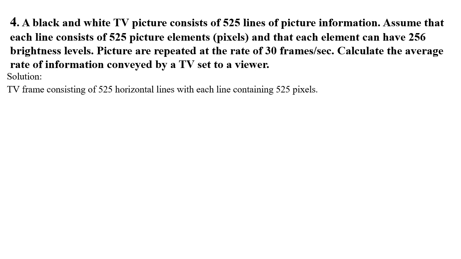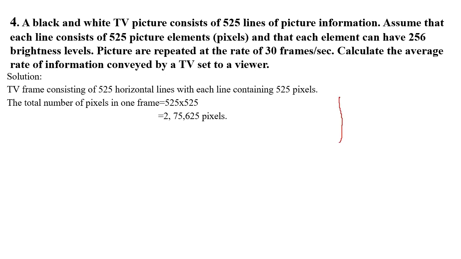A TV picture consists of 525 horizontal lines. Each line is going to consist of 525 pixels. Therefore, the total number of pixels in one frame is 525 times 525 elements. So you have a picture frame, one frame of picture, which is going to consist of 525 lines, and each line is going to consist of 525 pixel values. So we are going to find the total number of pixels in this one frame, which is 525 lines into 525 pixels.